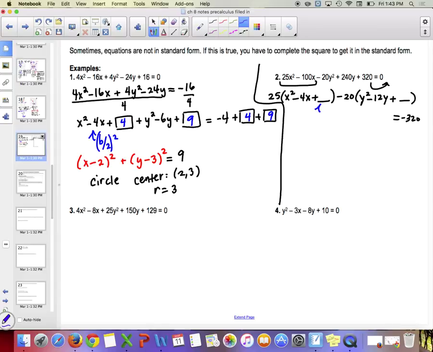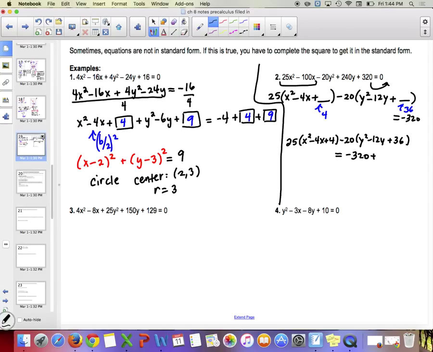So when I complete the square, what number is going to go there? 4. And what number goes here? Yeah, because you do negative 12 divided by 2 is negative 6. Squared gives you 36. So as I'm rewriting this, I have 25, and then I did x squared minus 4x plus 4. And I have minus 20, and I have y squared minus 12y plus 36. And then I have equals negative 320, but I have to keep the equation balanced.